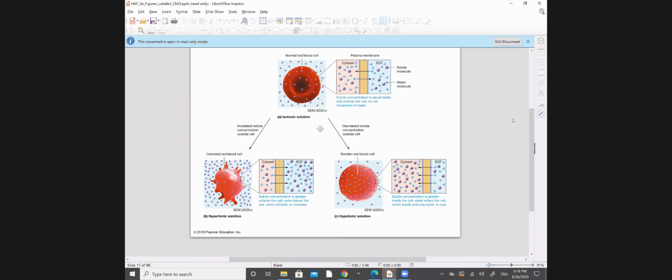Do you have any questions about this process? It's very important since you're going to be healthcare practitioners. You have to understand what's going on.